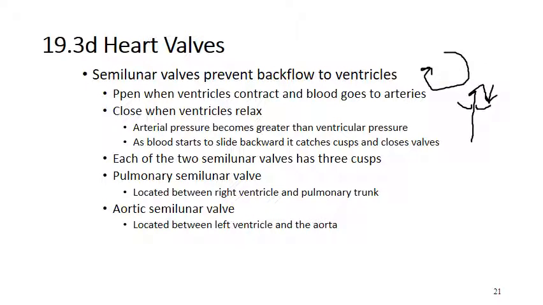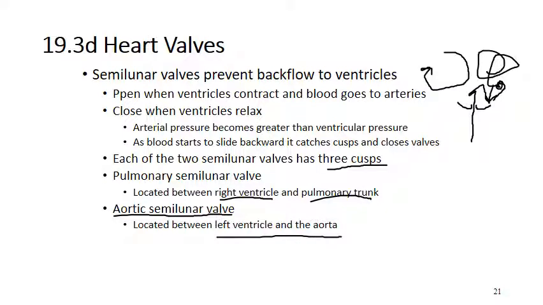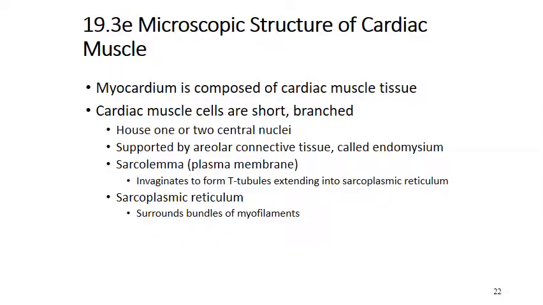The arterial pressure is going to become greater than the ventricular pressure. So that's why that greater pressure in here is going to go ahead and ensure that those close, so that the blood doesn't slip backwards. And each of the two semilunar valves is going to have three cusps. The pulmonary semilunar valve is between the right ventricle and the pulmonary trunk. And then the aortic semilunar valve is between the left ventricle and the aorta. So kind of nice because they're named according to the vessel that they're connected to, the greater vessel.